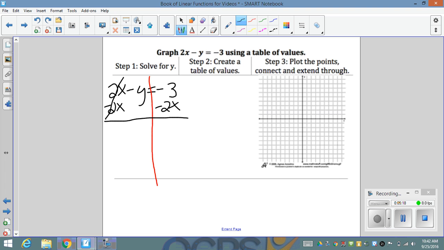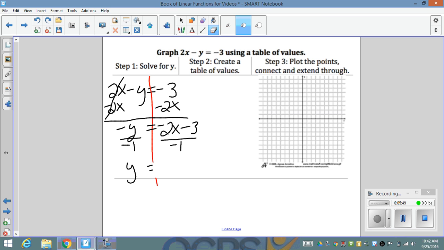2x minus 2x is 0, leaving me with negative y equals, I'm going to put my x first, negative 2x minus 3. I don't want negative y, I want y. So I'm now going to divide by negative 1, which is just going to change all my signs. So that's going to be a positive 2x plus 3, dividing by negative 1.